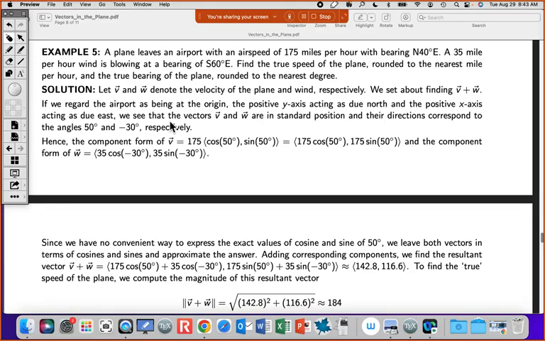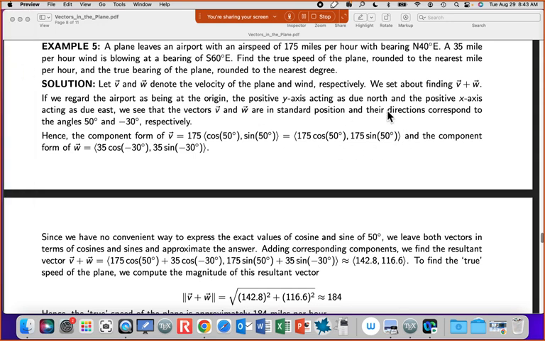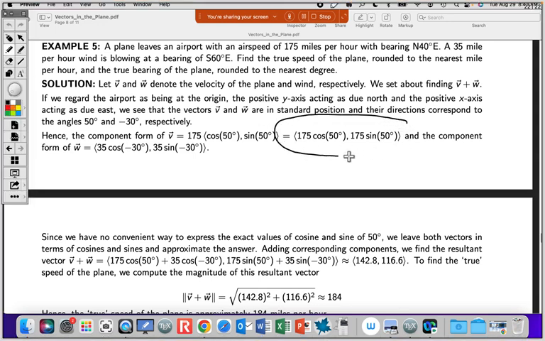Okay, so that's kind of the overall picture of this. So you go through, and once again, I don't want to spend too much time on that. There's your velocity for the plane. Here's your velocity for the wind. Looks like here we just chose to use the negative 30 instead of the other one there.